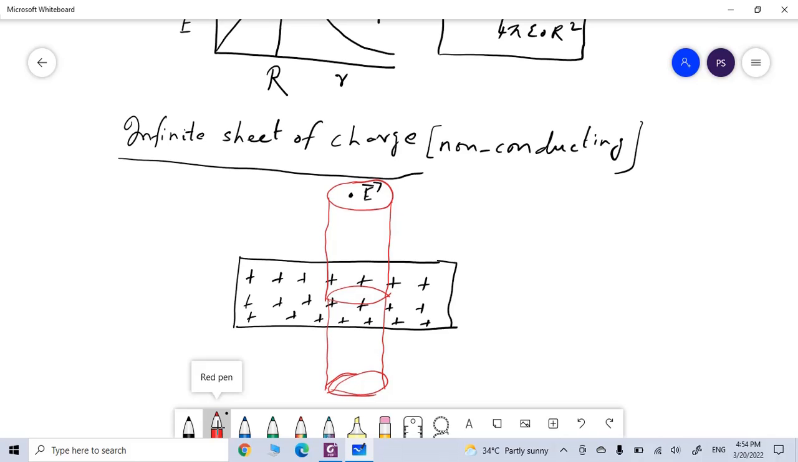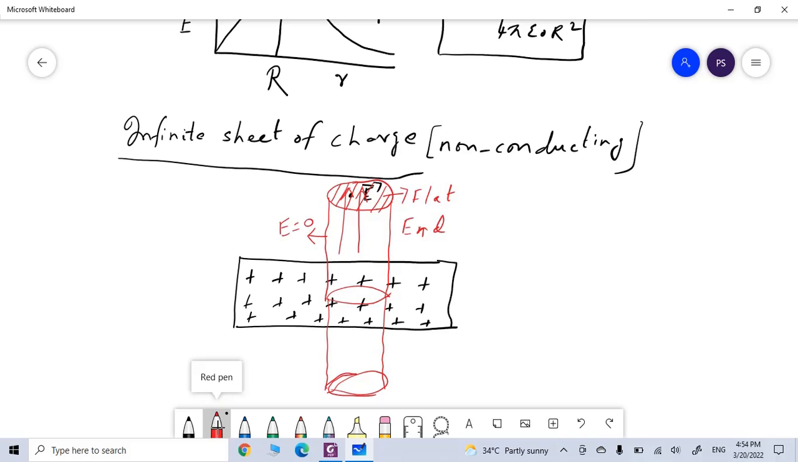So this is how it appears to be. Now the electric field is pointing in this direction, and this is the flat end of this cylinder. So this is your flat end. We don't have any contribution here for electric field at the corner.